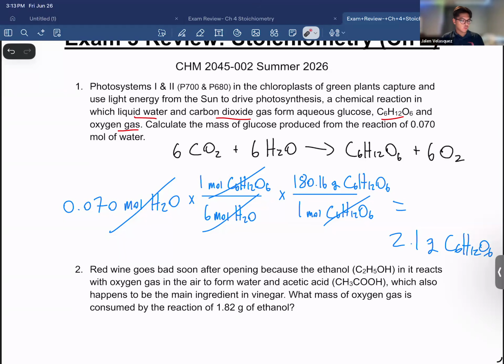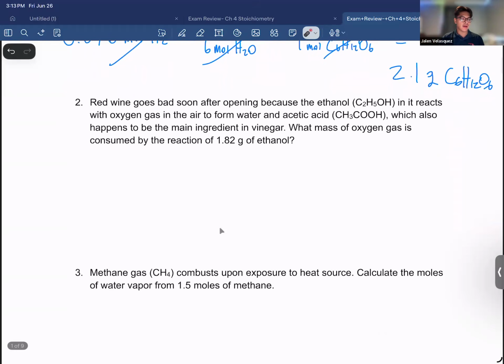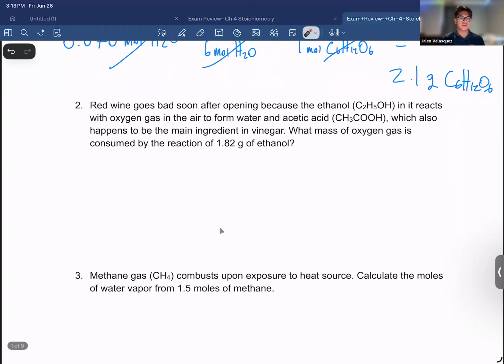Okay, next one here. This says that wine goes bad soon after opening because the ethanol, so here I give you the formula for ethanol, in it reacts with oxygen gas to form water and acetic acid, which is also the main ingredient in vinegar. What mass of oxygen gas is consumed by the reaction of 1.82 grams of ethanol?